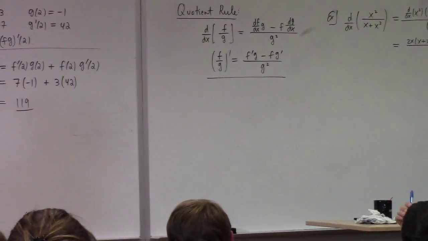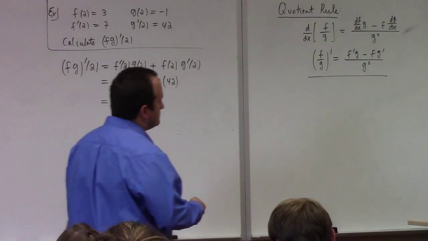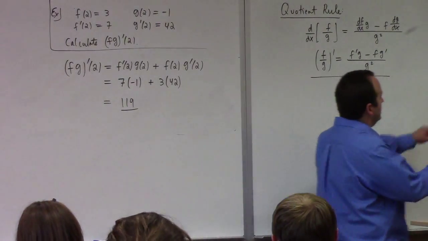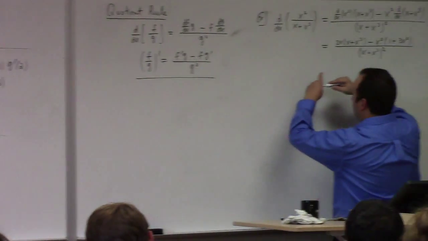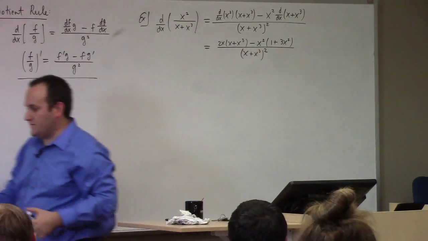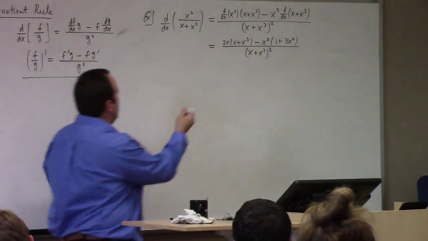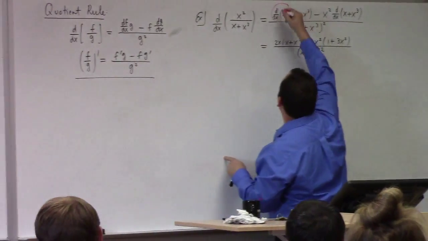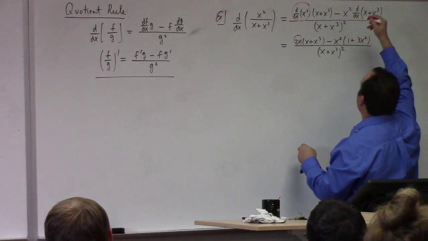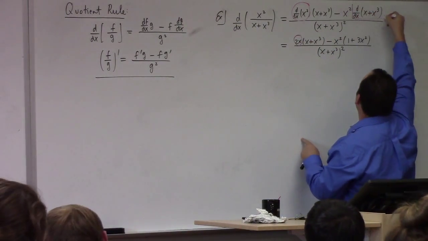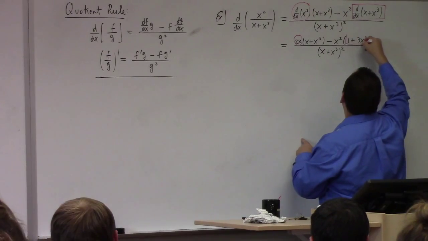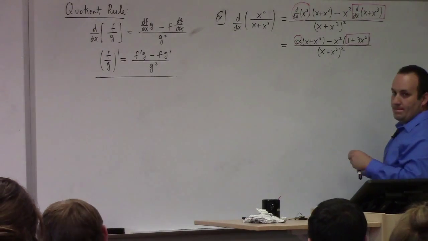Why didn't you use the power rule for the x plus x? I did. I used the power rule. I used n equals 2 to do this. See this? Is that right? And what about x plus x cubed? These terms right here are these terms right here. So you don't change it.